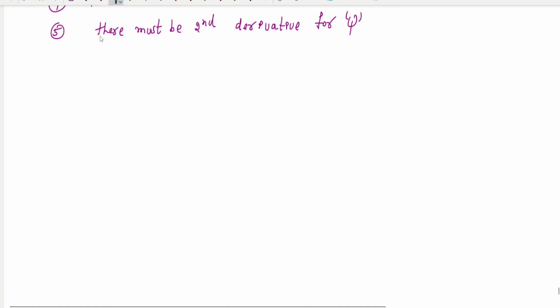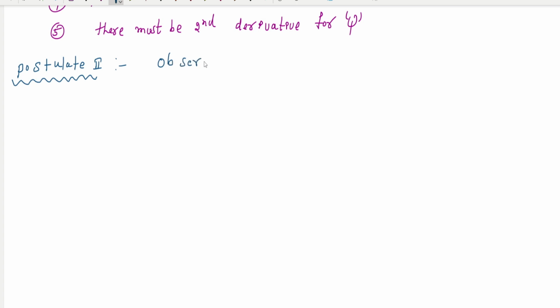Next thing, postulates. Postulate 2. Second postulate: observables and operators. This is the second postulate of quantum mechanics.